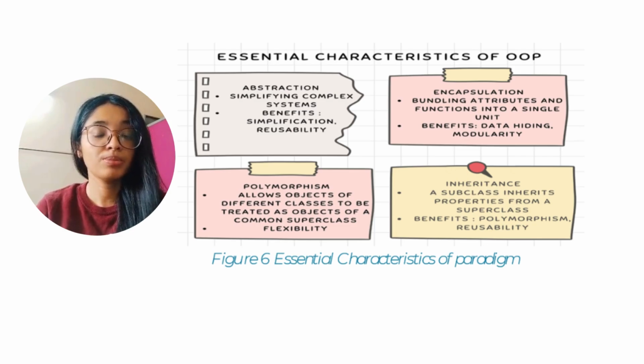Another important concept of object-oriented programming is abstraction. This is a fancy way of saying we focus on what things we can do rather than how they do it. We hide the complicated details and only show what's necessary. This simplifies our code and makes it easier to use.